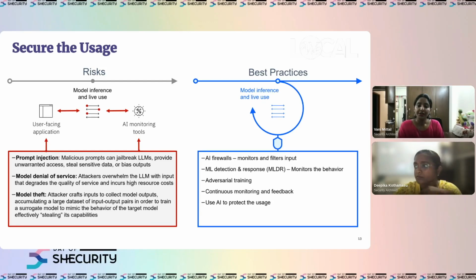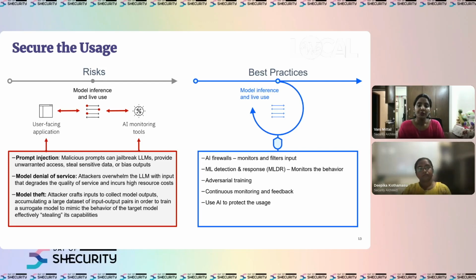Moving on to the final stage of the pipeline, which is inferencing and live use. So the primary attack techniques here include prompt injection, denial of service, and model theft. So solutions like AI firewalls can be implemented to monitor and filter incoming data and prompts before they reach the AI system. Another class of solutions is machine learning detection and response, or MLDR for short. So they can monitor the behavior of AI systems for any malicious activity. For example, they can detect and block prompts that can cause sensitive data leakage in the output.